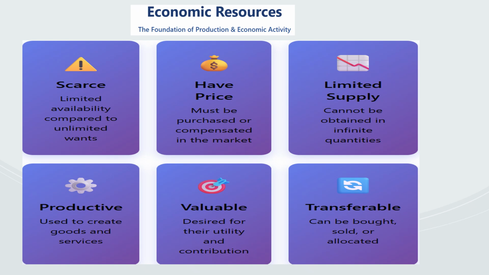Fourth one, productive. These resources help us produce goods and services, for example, machines, electricity, labor. Fifth one, valuable. People want them because they have usefulness or they help make something valuable. Sixth one, transferable. Economic resources can be bought, sold, shared, or transferred from one person to another.